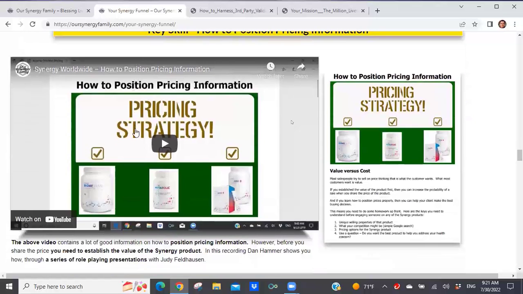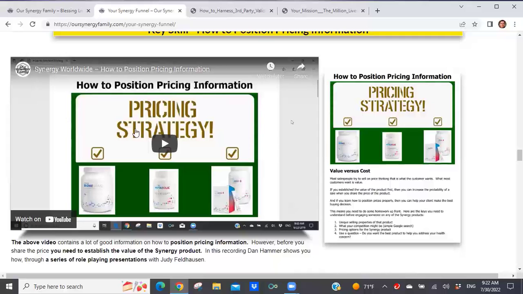Pricing information. Again, I go through skills of how you position information in front of people so that you give them a choice that allows them to make the choice that is best for them.